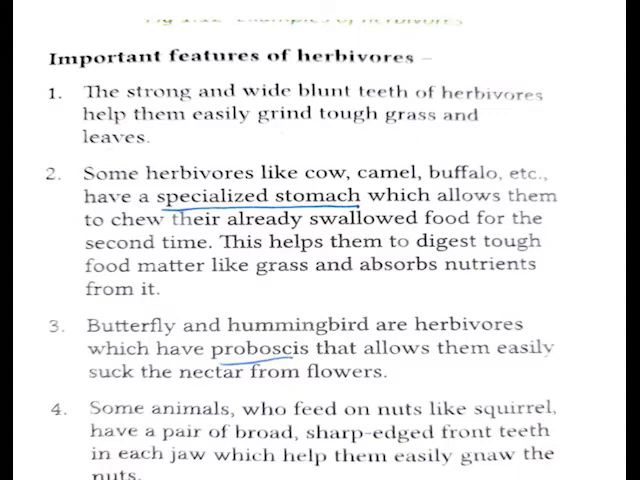Butterfly and hummingbirds are herbivores which have a proboscis that allows them to easily suck the nectar from the flowers. Proboscis means they have a long coiled sucking tongue or tube-like structure. This proboscis helps to suck the nectar easily. Next, some animals who feed on the nuts, like squirrels, have a pair of broad sharp-edged front teeth in each jaw which help them to easily break the nuts. You see that the squirrels have the front two teeth very sharp.